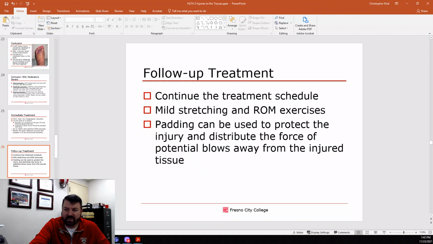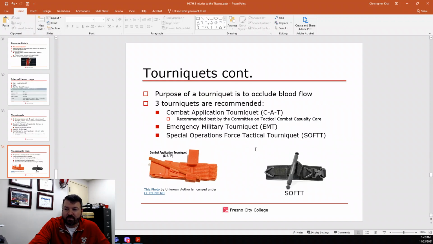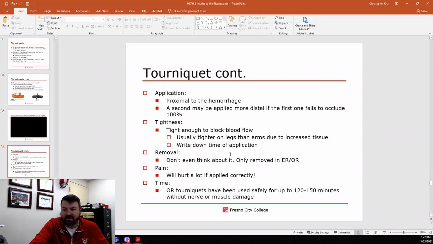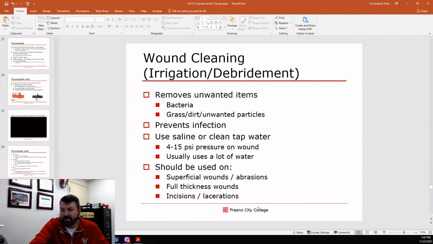You don't have to drench it in any kind of peroxide or anything, which is going to burn like crazy, which is not what you want. So use soap and water for any of this.